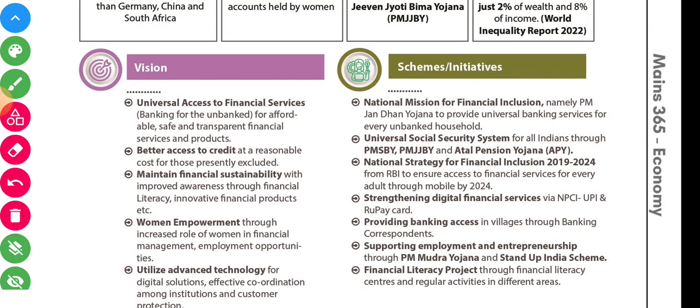What are the schemes or initiatives related to financial inclusion by the government? National Mission for Financial Inclusion under Pradhan Mantri Jan Dhan Yojana to provide universal banking services for every unbanked household. Universal Social Security System for all Indians through Pradhan Mantri Suraksha Bima Yojana, Pradhan Mantri Jeevan Jyoti Bima Yojana, and Atal Pension Yojana.